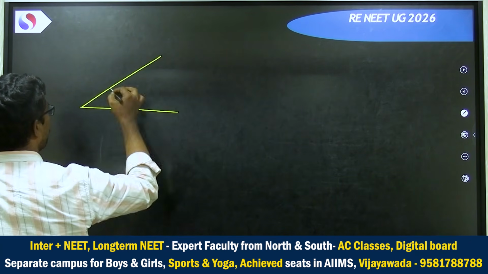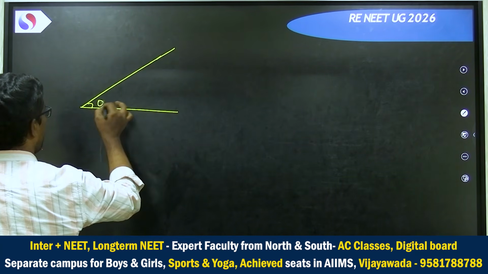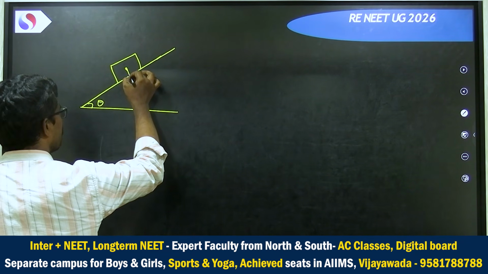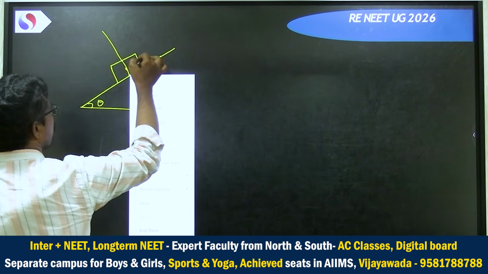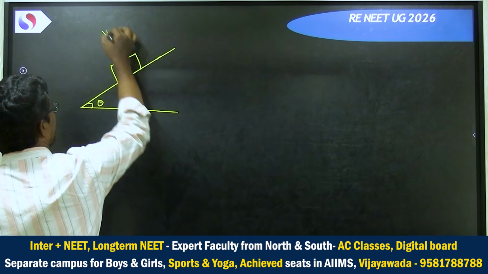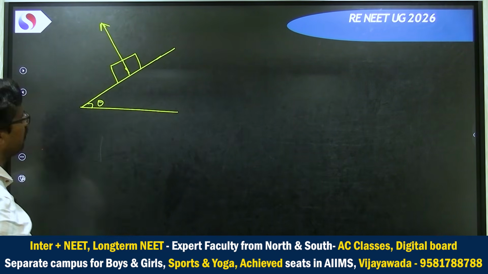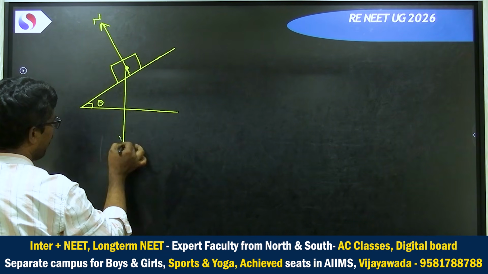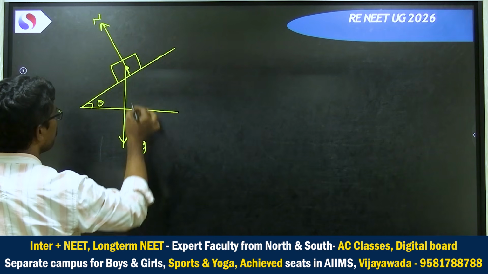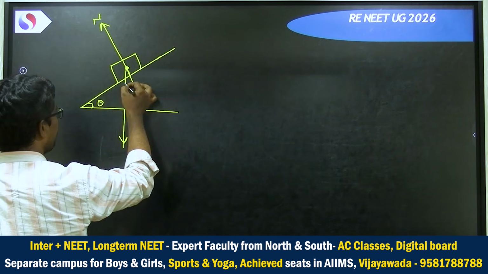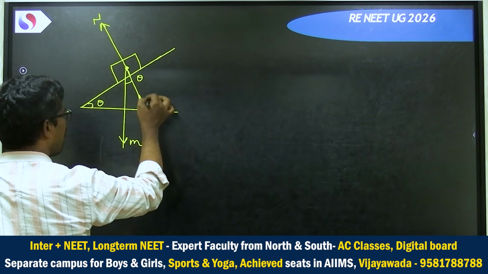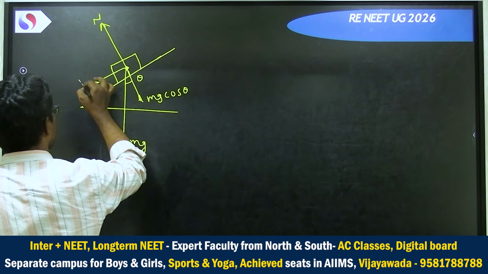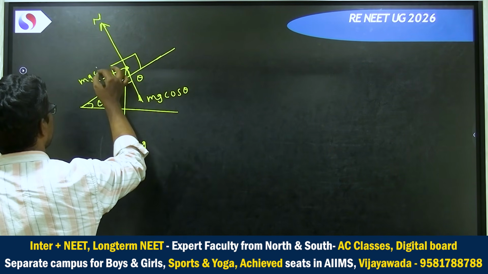This is the angle of inclination theta. This is the car. The force normal to the point of contact of the surface is the normal reaction N. The weight mg acts vertically downwards. This angle is theta, and this angle is also theta, so this component is mg cos theta and this component is mg sin theta.